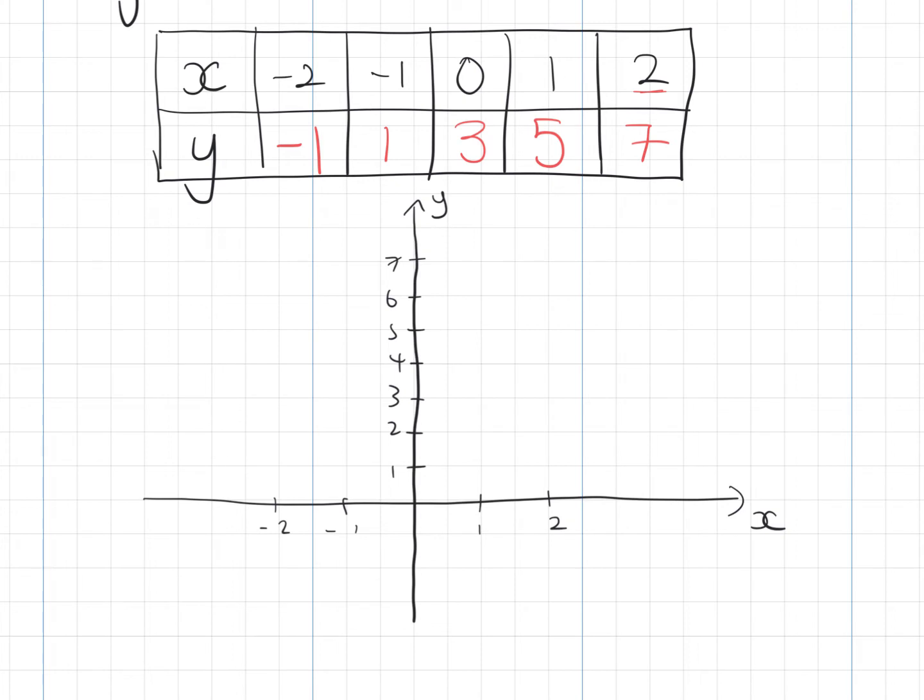So the first point is the point minus 2, minus 1. So minus 2, remember we do the x coordinate first, minus 1 would be here, so that's that point. The next point is minus 1, 1. Minus 1, 1 is this point. The next one is 0, 3. Then 1, 5, then 2, 7. And if you've done it correctly, these points should all join up in a nice straight line. And that's that line graph drawn.